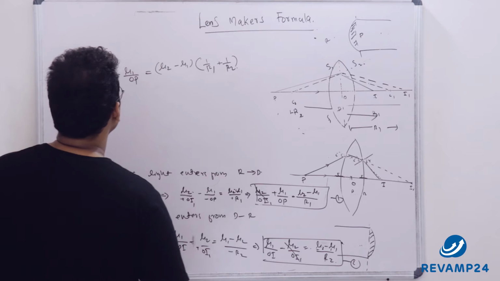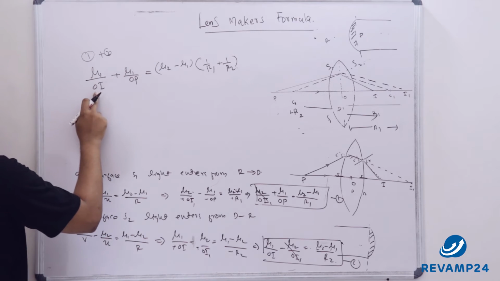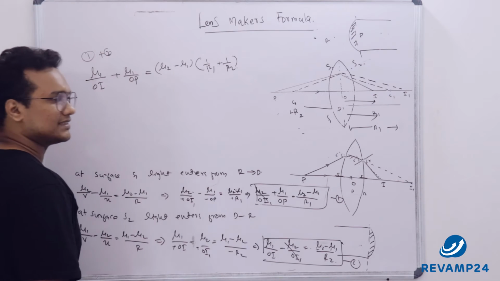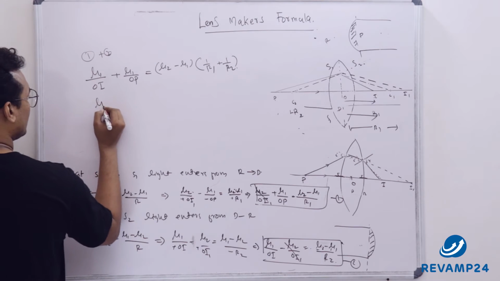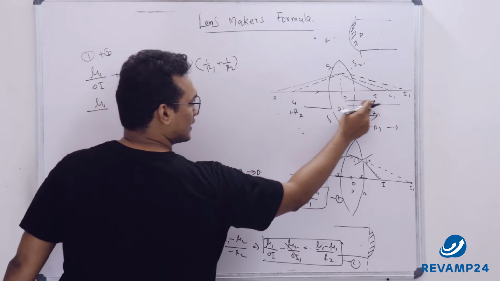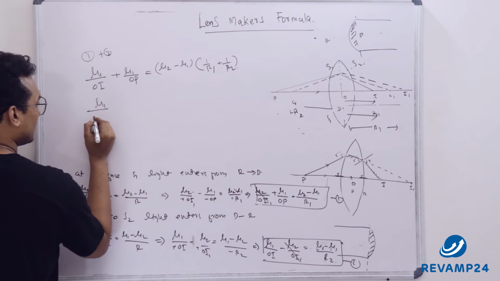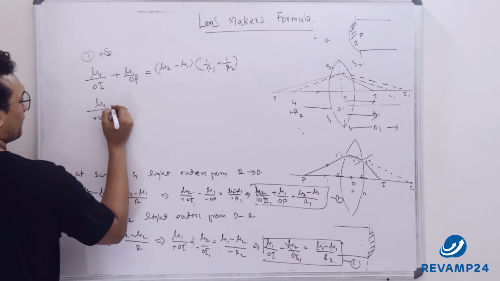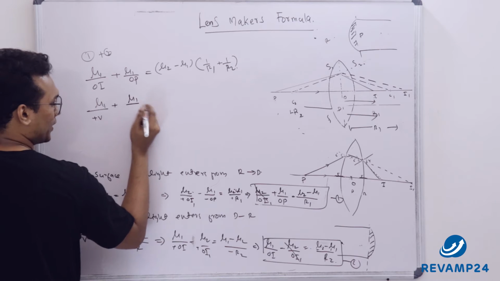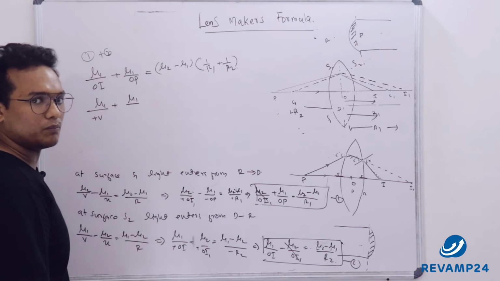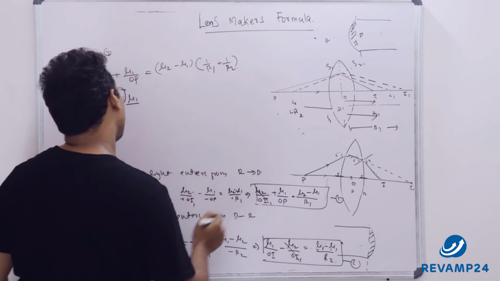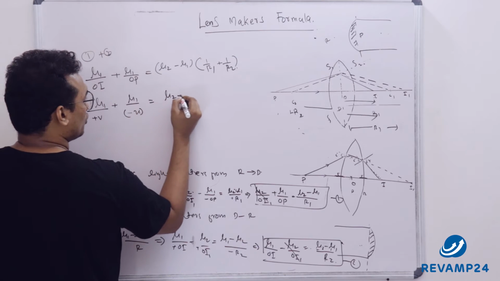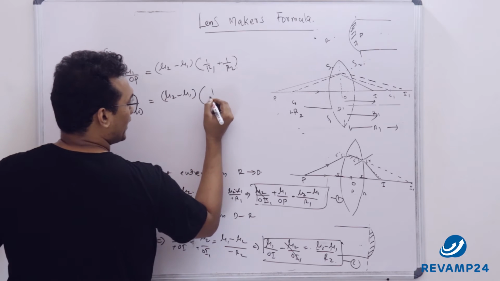Now mu1 divided by OI. What is OI? This is my actual image distance, right? So mu1 divided by OI is my image distance, and that is measured in the rightward direction, so plus v. Plus mu1 divided by OP. OP is my object distance, measured in the leftward direction. So that's the reason it is minus u, is equal to mu2 minus mu1 into 1 by R1.